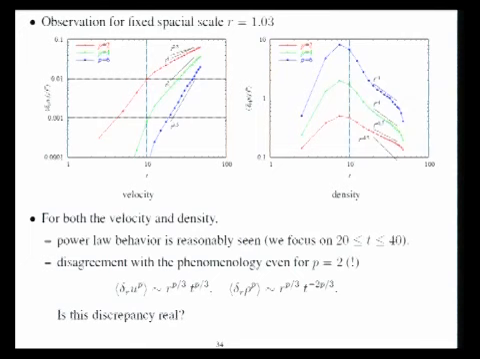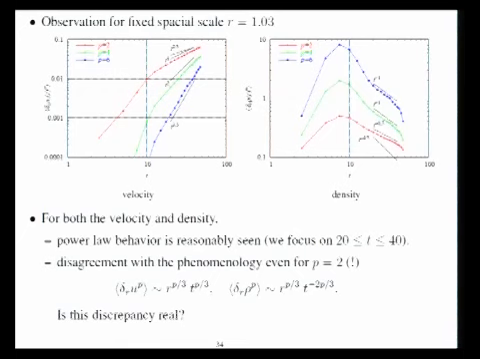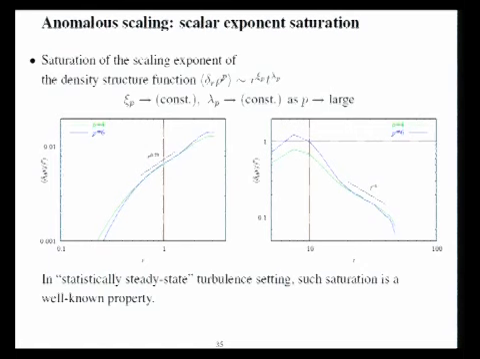Okay, so that's the summary of the temporal scaling. The power law behavior is reasonably seen for some strange reason. For the velocity, it's quite good. For the density, it's a bit wiggly, but still we can say something. And the interesting thing is that even for the low order structure functions, disagreement is quite visible. So I'd like to discuss with you whether this discrepancy is real or not.